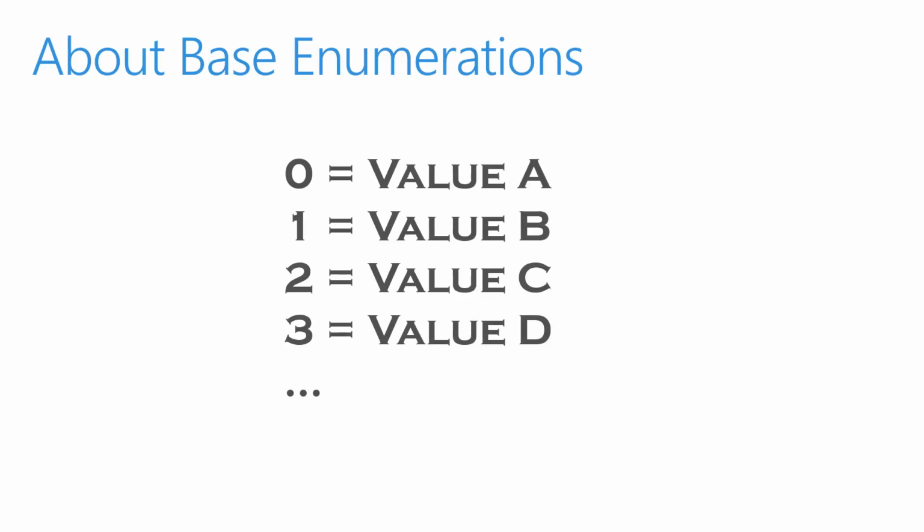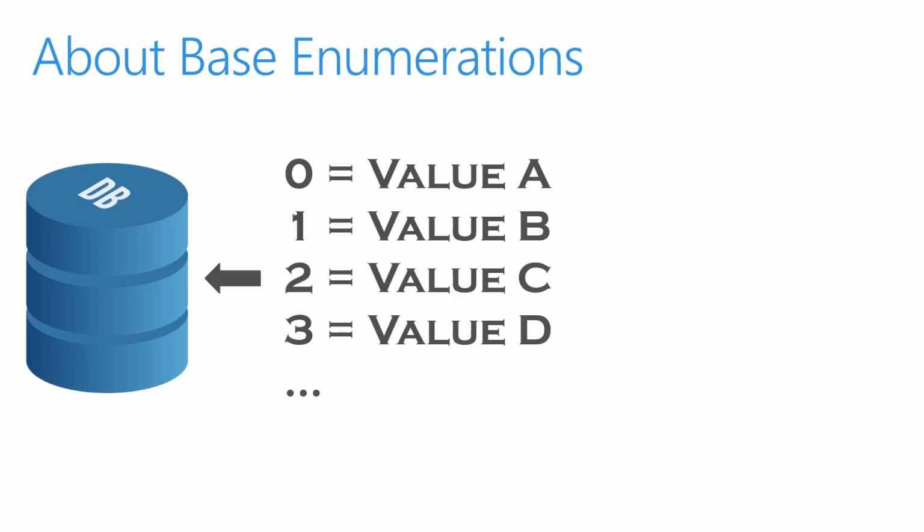Base enum values are represented internally as integers. This means that they are stored in the database as a number instead of the value. This can be useful because it can save space in your database.